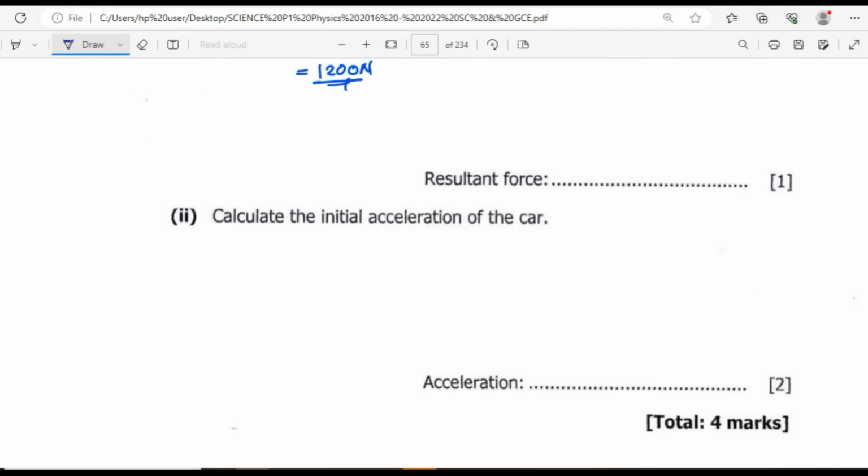Which formula are we supposed to use? The formula that relates acceleration, mass, and force is this one: force is equal to mass multiplied by the acceleration. This is Newton's second law of motion, which says that the acceleration of an object is directly proportional to the force causing it and inversely proportional to its mass. To solve for acceleration, we divide by m, so force over m will give us the acceleration.